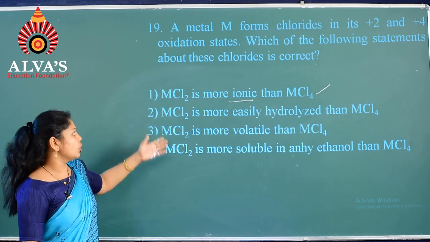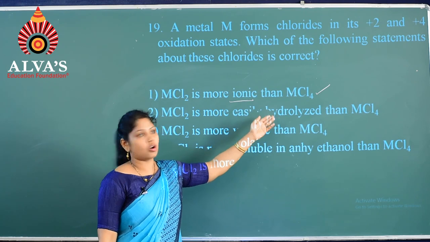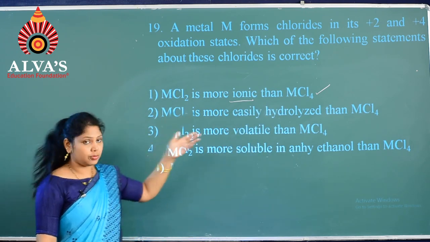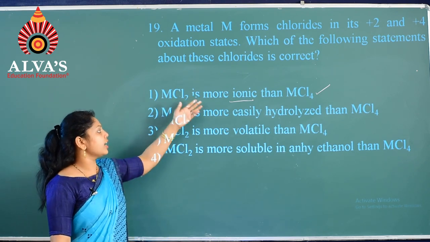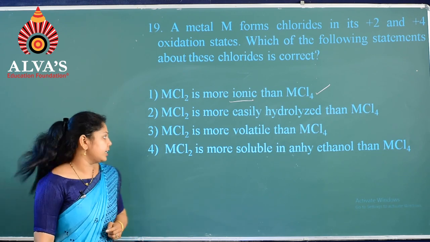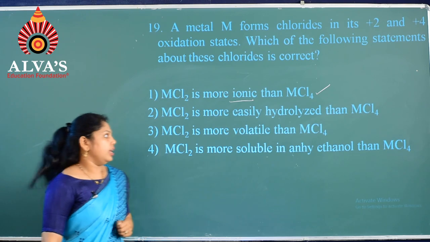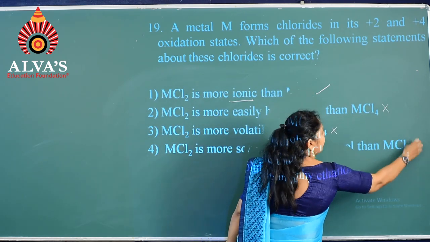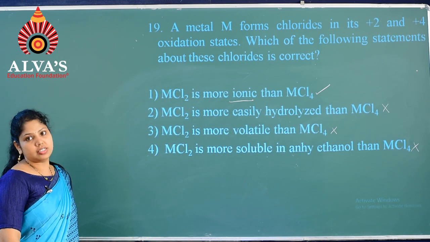If you go for the other options, second one, MCl2 is more easily hydrolyzed, this is wrong because MCl4 has more covalent character, hence it will be more easily hydrolyzed. MCl2 is more ionic in nature, so it cannot be volatile and it cannot be easily soluble in ethanol. Hence, options 2, 3 and 4 are wrong. The correct option is option number 1.